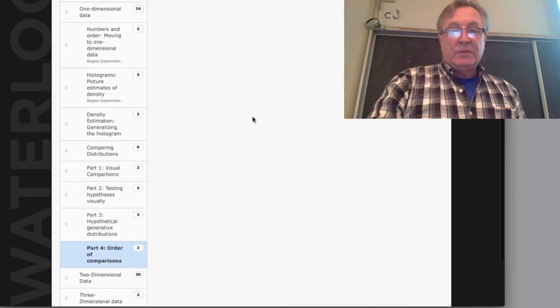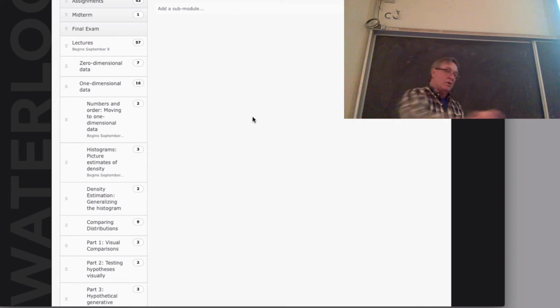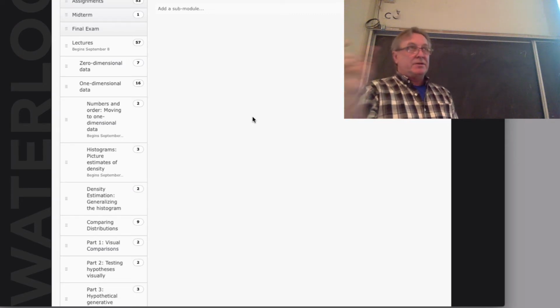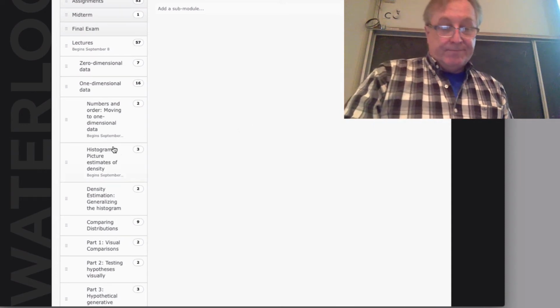And then started looking at ordering. So ordering became an important theme, the order in which you present things, whether they're side-by-side box plots, side-by-side histograms, whatever they are, some order, because the nearby comparisons are the easiest to make. Okay?